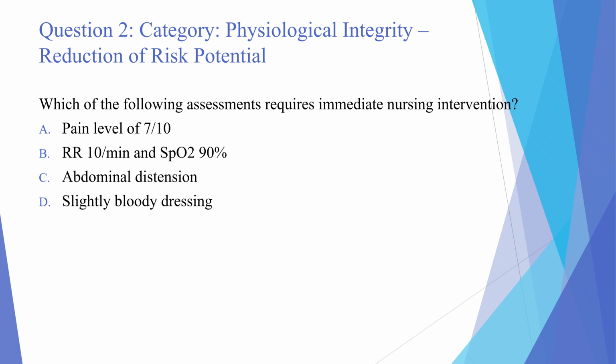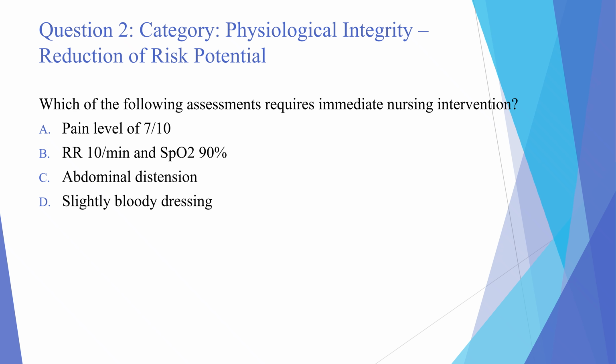Question 2. So here we have a different domain. Which of the following assessments require immediate nursing intervention? So this is an assessment. Earlier was about safety. Pain level 7 out of 10. Respiration 10 respirations per minute, and O2 sat 90.